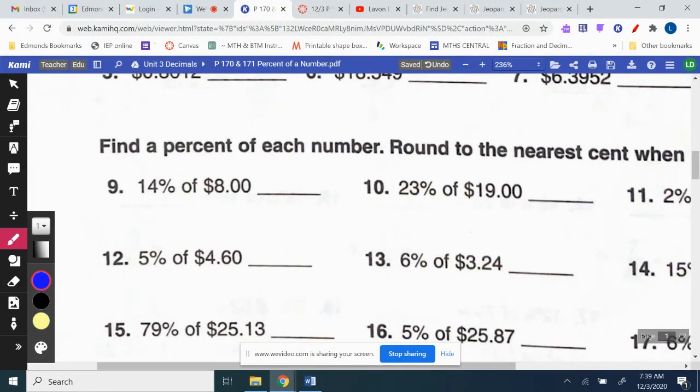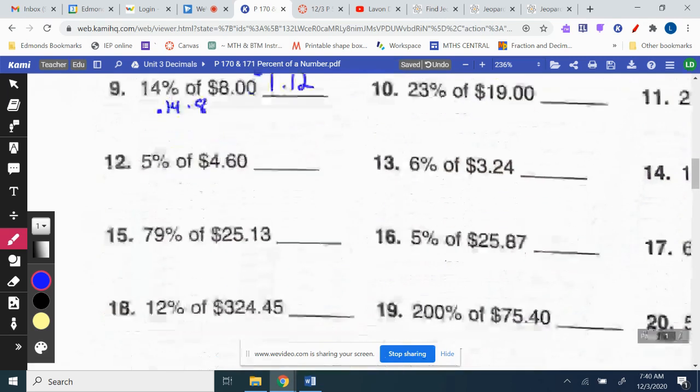We're here for 14% of $8. So I'm going to put 0.14 times 8 into my calculator, and that's going to give me a number. 0.14 times 8 gave me 1.12. And because that was a nice, neat number, I can just leave it. Let's try to find one that's going to give us a messy number.